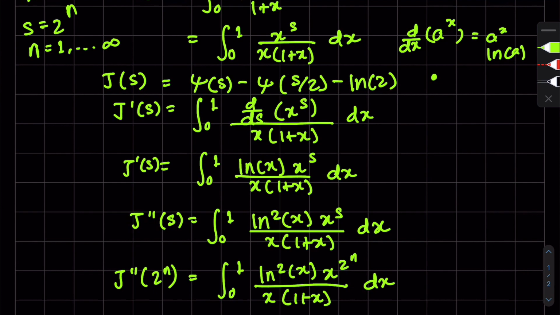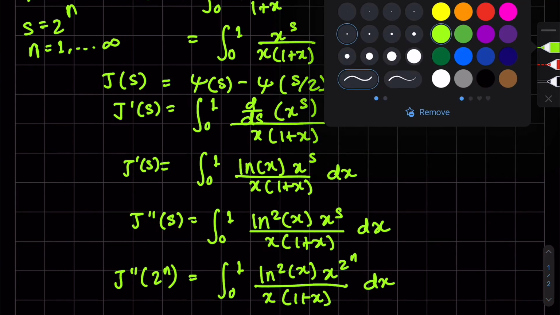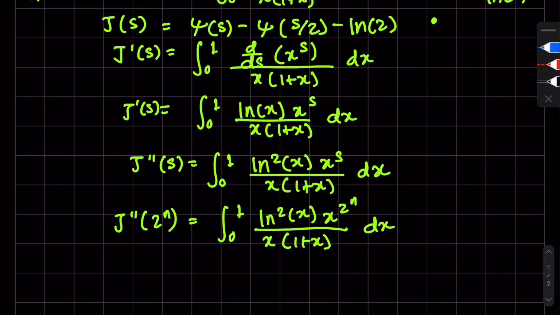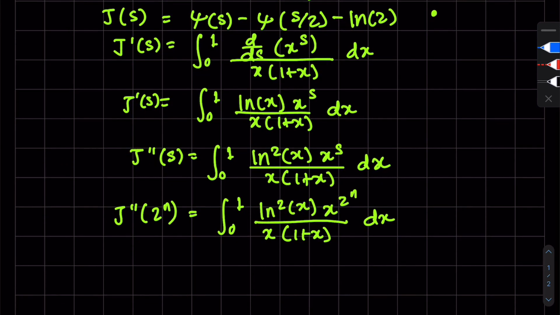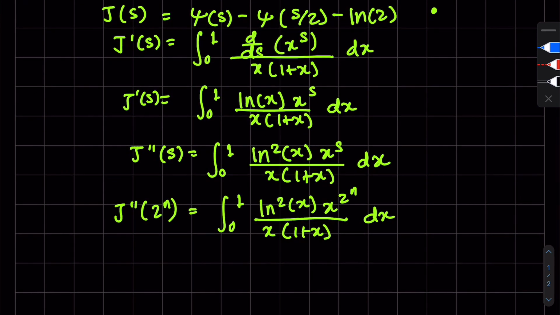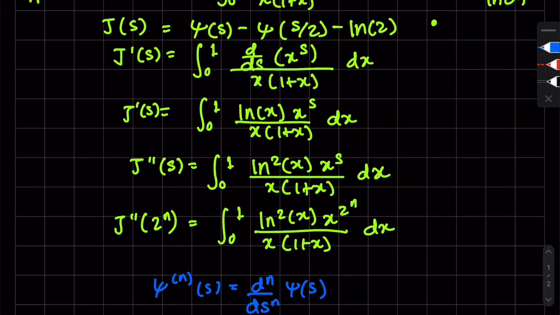We differentiate the integral twice and plug 2 to the n for s. We need to do that here and then plug 2 to the n for s. So maybe I'm going to do that in a different color. This is the other side of the world. The derivative of the digamma, I'm going to write as this. This is the nth derivative of the digamma function, so you can call this a polygamma of order n.